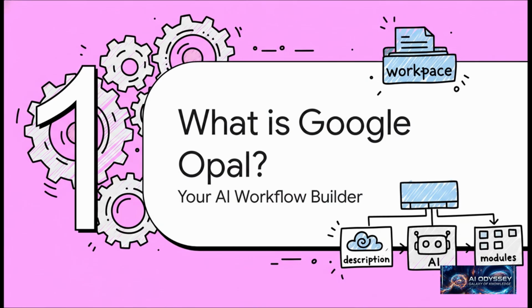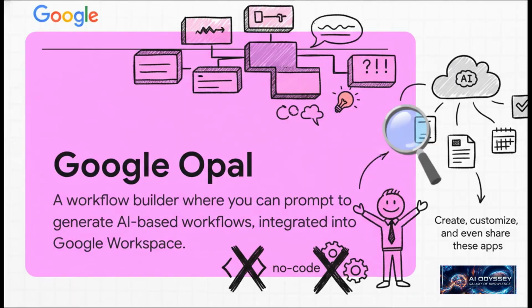You can kind of think of it as your own personal AI workflow builder. It's designed to take your descriptions and turn them into real, functional AI-powered applications, all living right inside your Google Workspace. So, at its heart, Opal is a no-code platform. That's the key phrase here. It means you use what are called natural language prompts, which is just a fancy way of saying you talk to it in plain English to build stuff. It's all about letting anyone create, customize, and even share their very own AI apps with zero developer experience needed.